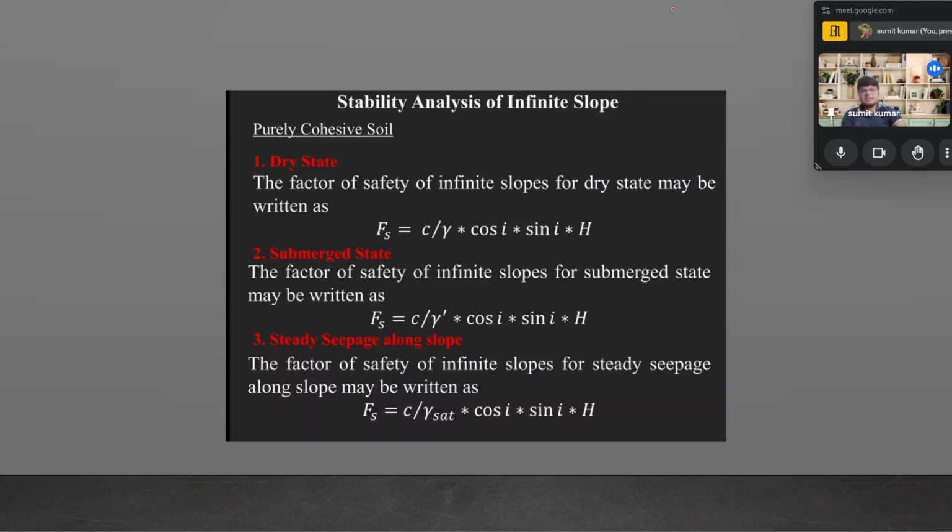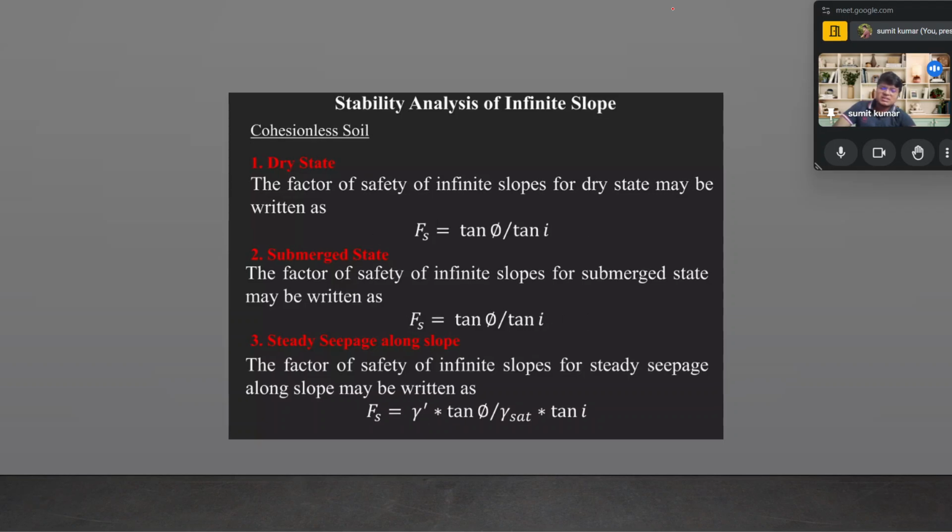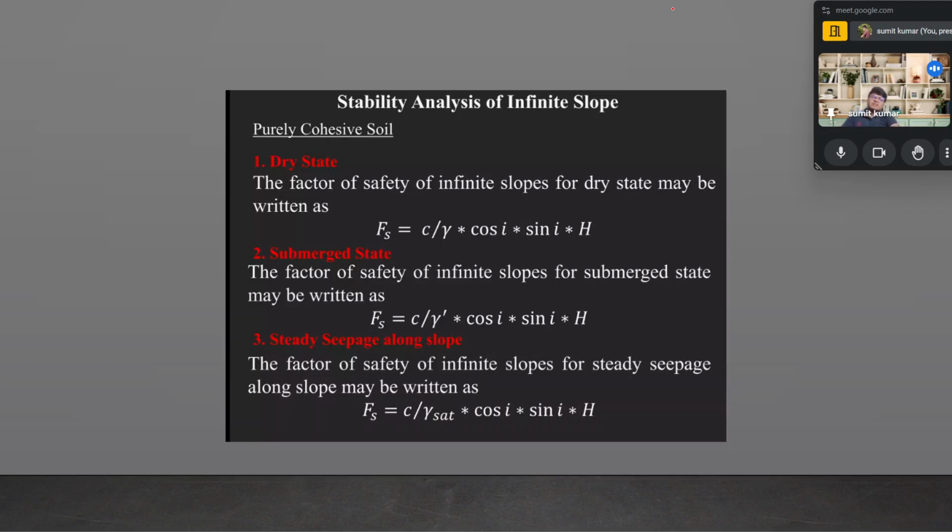So that's for the cohesionless soil, whatever we have seen. When we talk about the cohesive soil, the factor C also comes into play. And for the dry state in the infinite slope, we say C by gamma cos I sin I into H. Similarly, for the submerged case, it is C by gamma dash cos I sin I into H. And when we move to the steady seepage condition, it is C by gamma sat only, because the seepage takes place, so the water table is above, so the condition is saturated.